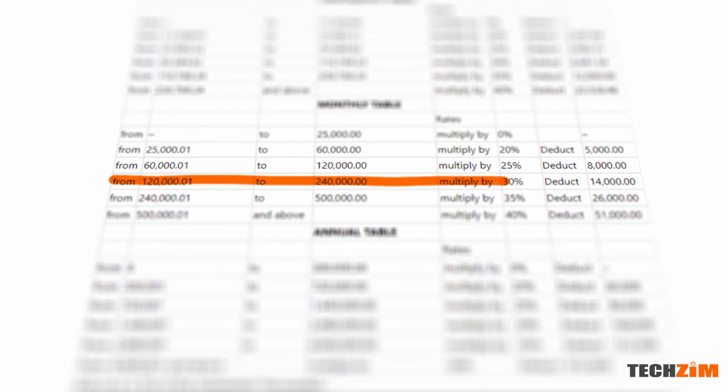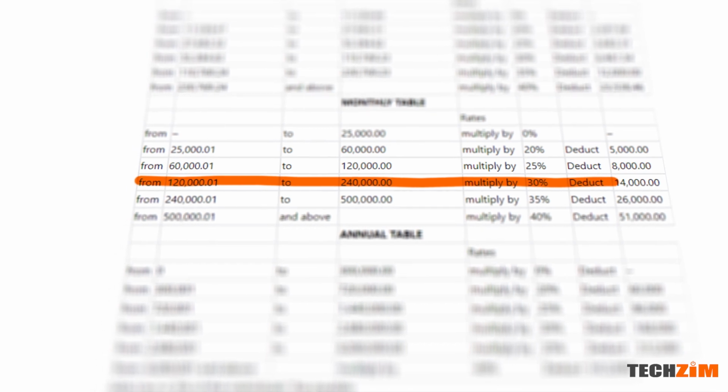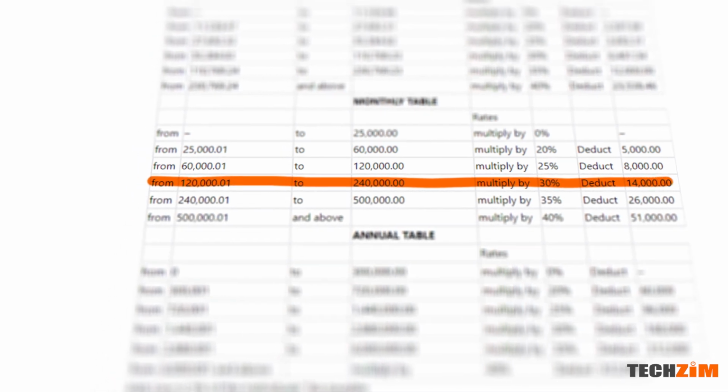The net earnings for this employee can be found by subtracting 46,000 from 200,000, which gives us a result of 154,000 a month. So that's basically how you calculate your pay-as-you-earn income tax for the month. The 3% AIDS levy is subject to tax credits and incentives, which we'll cover in the next video.